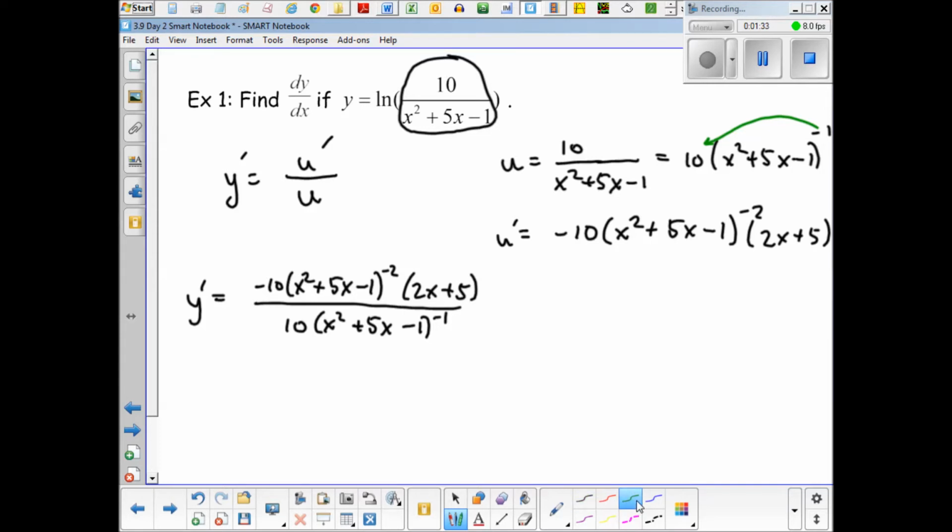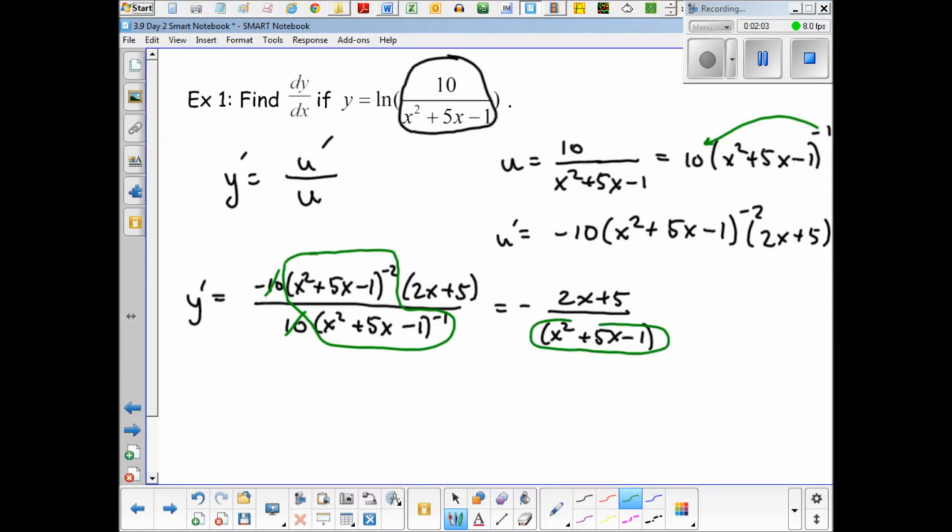Okay, and then we can simplify it. Those cancel out. It leaves us with a negative 2x plus 5 on top, and an x squared plus 5x minus 1 on the bottom. So what happened to the other x squared plus 5x minus 1 to the negative 2? I'll let you think about why these two end up being just this on the bottom. Okay, so maybe you can pause it and tackle that.